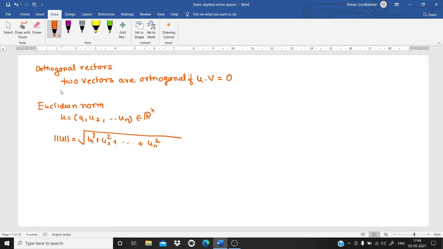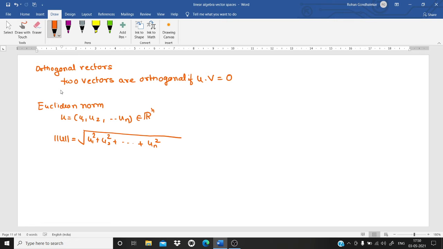Now we can define certain properties on the norm also. I am not going into details of it. You can find it easily available on the internet also. Similarly, the distance between two vectors, the distance between two points, that distance formula also works with the vectors under the Euclidean norm. Fine. Okay. Now let's move to our very important point.